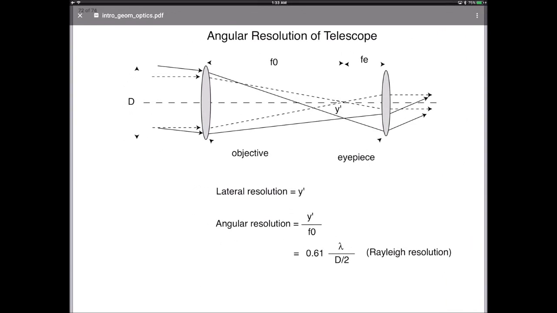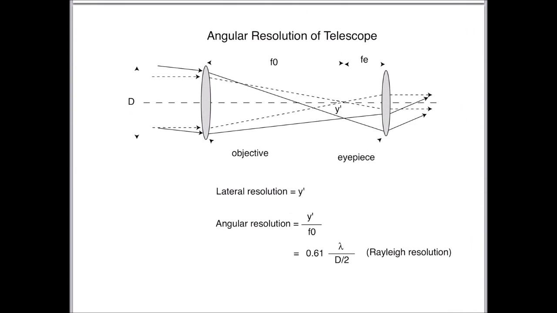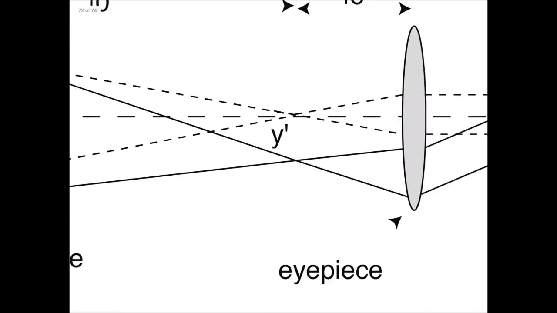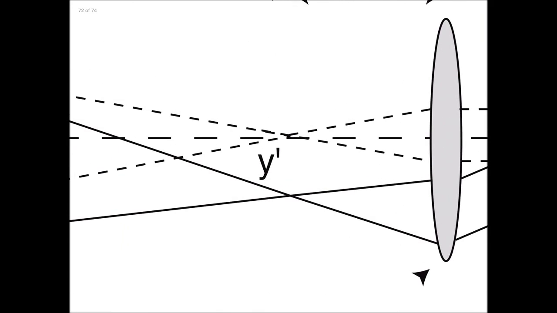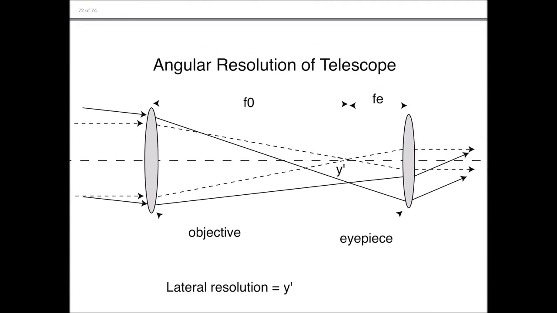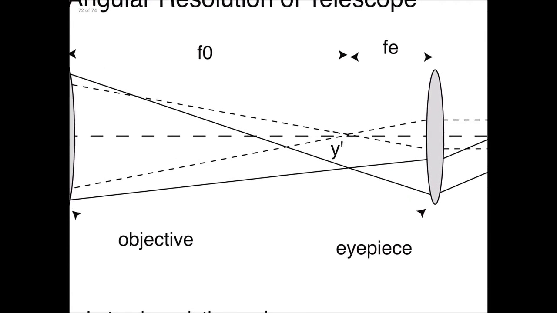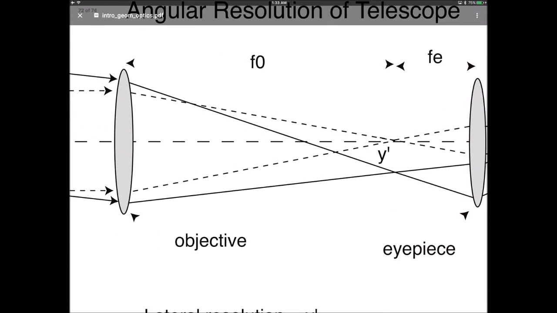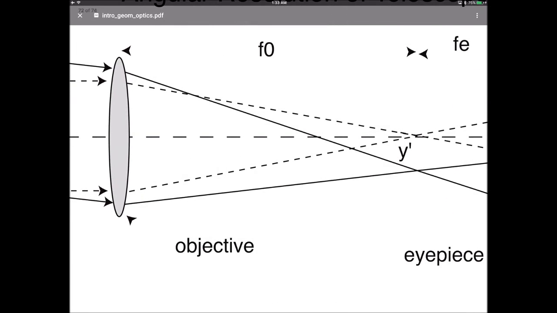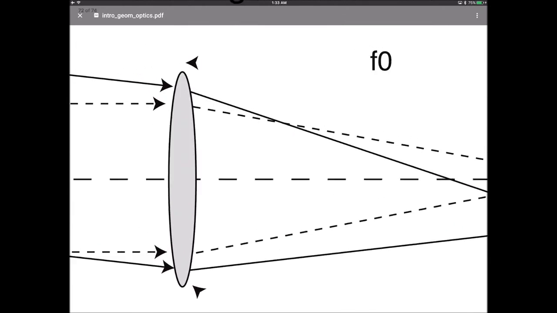The lateral resolution is given by y prime, and the angular resolution is defined by y prime over f naught. So y prime is the height of the point of focus from the optical axis, and if you look at the tangent of the triangle which is made by the tip of the image to where the ray came from the lens, you can write this relationship.